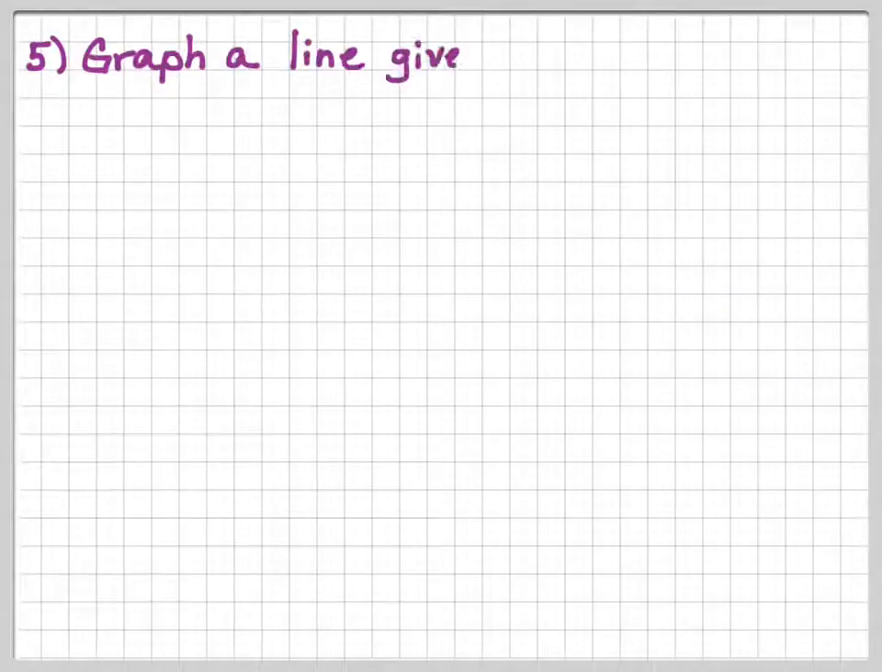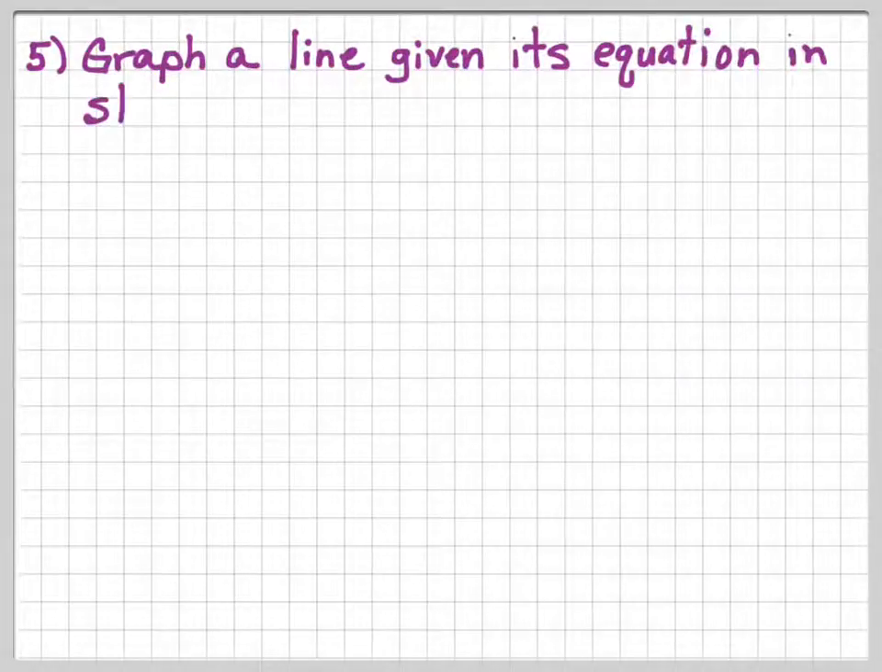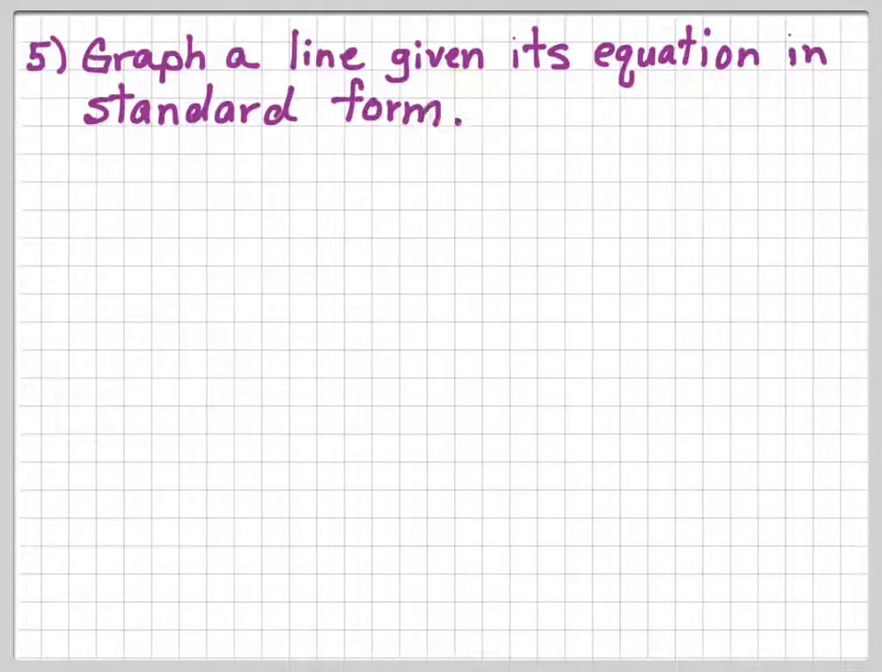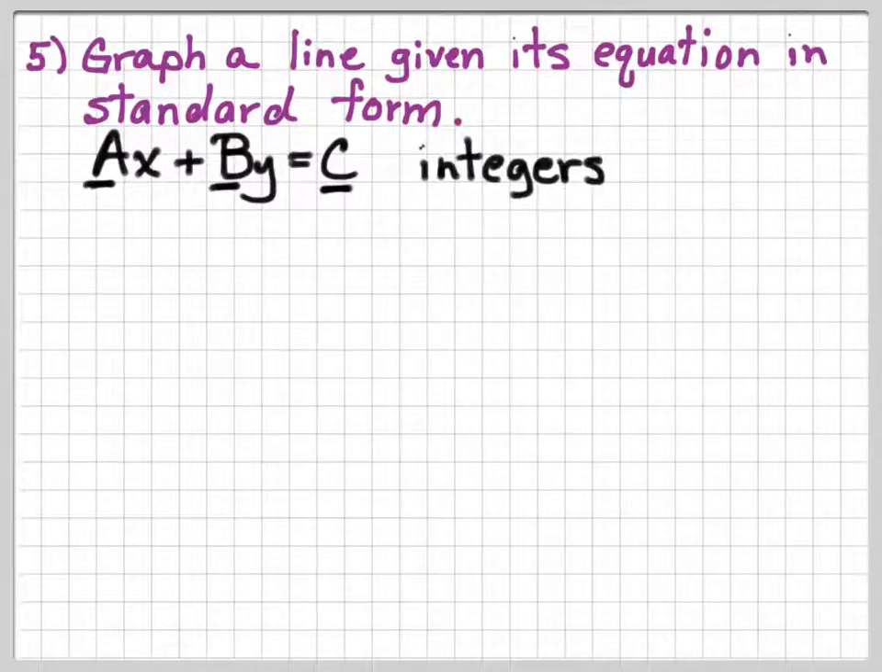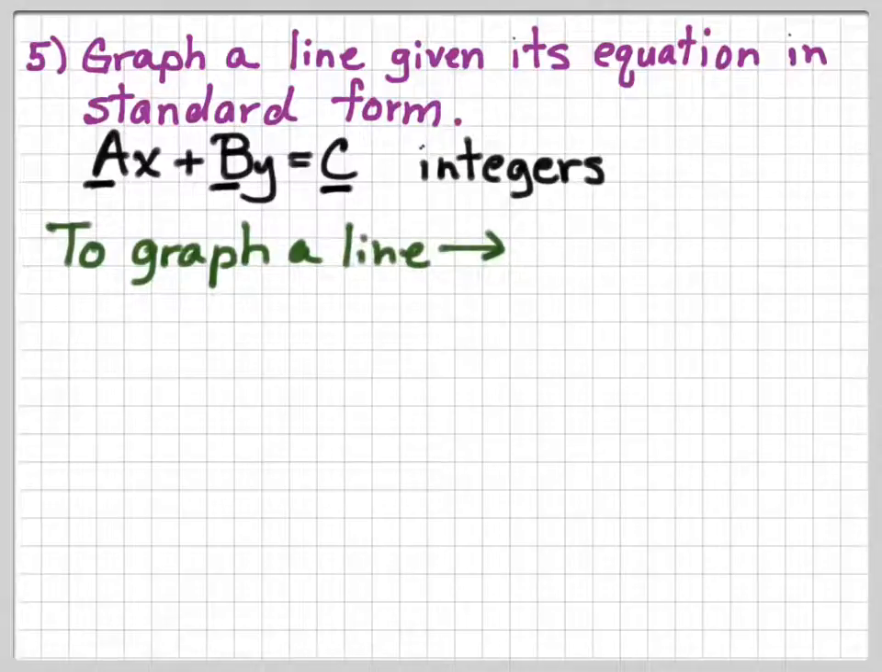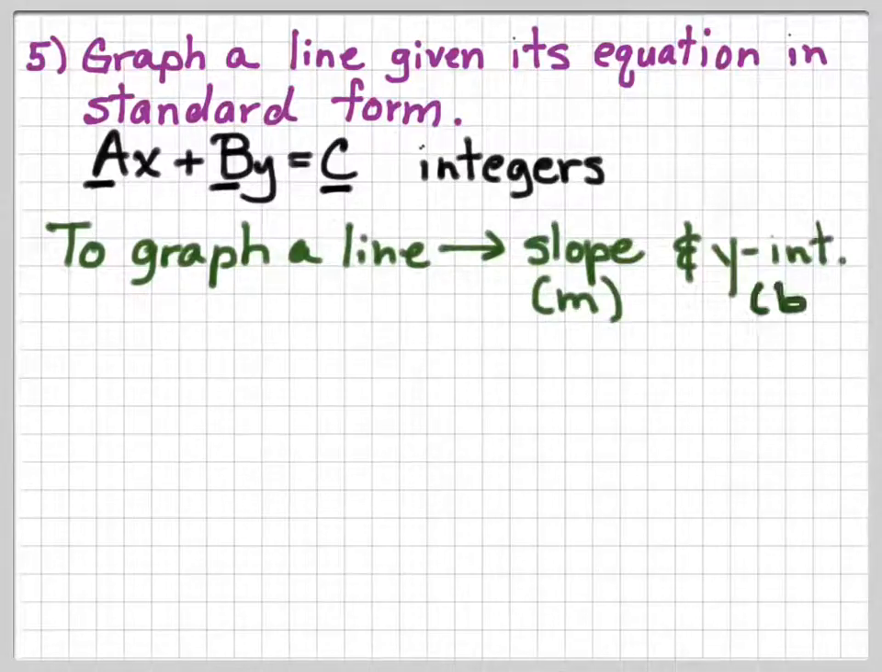Okay, the next one is graph a line given its equation in standard form. Okay, I like this one. So we have ax plus by equals c, and of course you know that in standard form a, b, and c have to be integers, so you're not working with fractions here, folks. So to graph a line, you need either the slope and the y-intercept or 2 points on the line. Well, we don't have 2 points on a line when we have the standard form, but we can figure out the slope and the y-intercept.